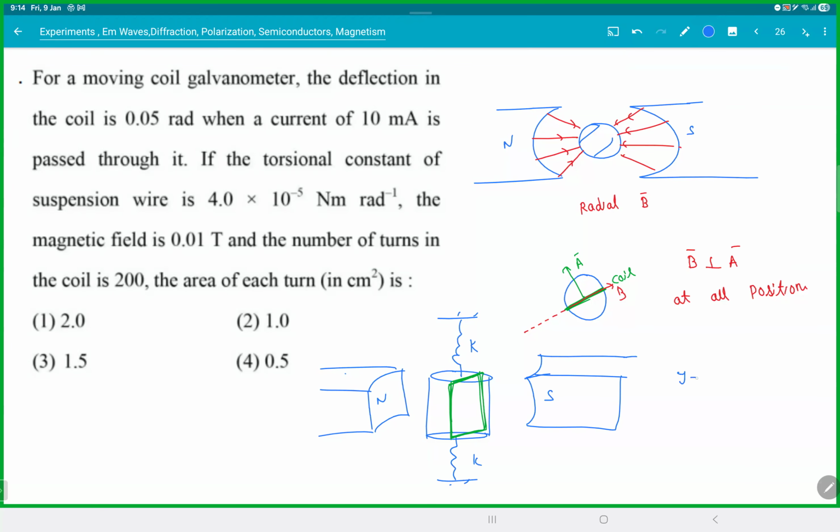Then the torque will be mu cross B. Right? This is your magnetic torque. And there is also torque due to the spring. So when you're twisting, the spring will also generate a torsional torque, which is K theta. K is your torsional constant.